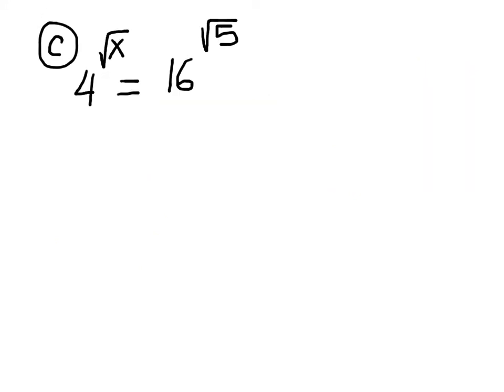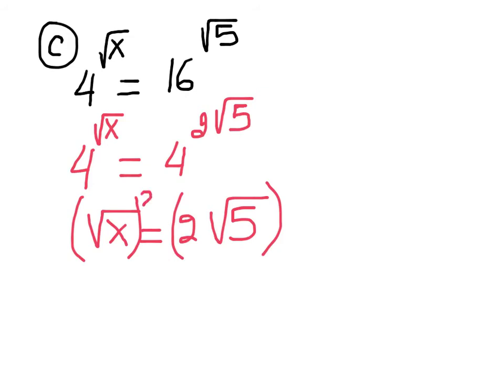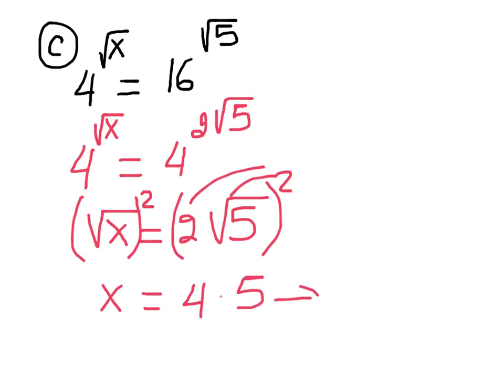Part C. I want you to see if we can make the bases the same. In 16, it seems we can easily do it. It is going to be 4 squared raised to the square root of 5. The base is the same, make the power the same. And so now all I have to do is square both sides in order to solve for x. You square both sides. This side will give you an x. This side will give you 2 squared, which is 4. Square root of 5 squared will give you a 5. And that means x is equal to 20.